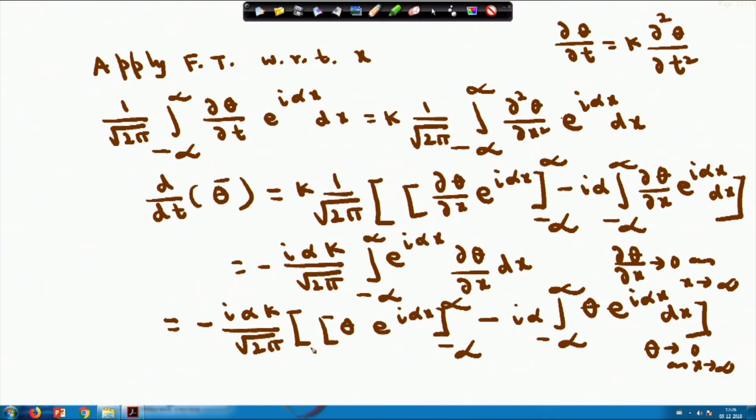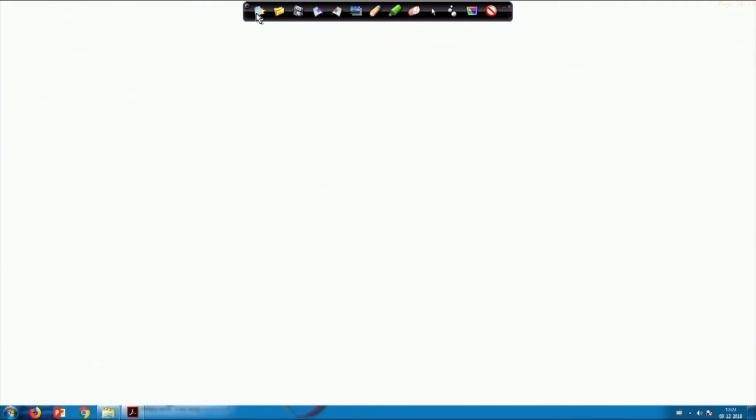So, you will have only this term, that is this minus will be going over there, i squared, so again one minus will come. So, minus k will be there, and 1 by root 2π integral from minus infinity to infinity of θ e^(iαx) is nothing but your θ bar. So, this will be minus kα² into θ bar. So, this reduces again to one ODE only. Once I am getting this, I can neatly write down dθ bar/dt plus kα² θ bar equals 0, whose solution you can write down.